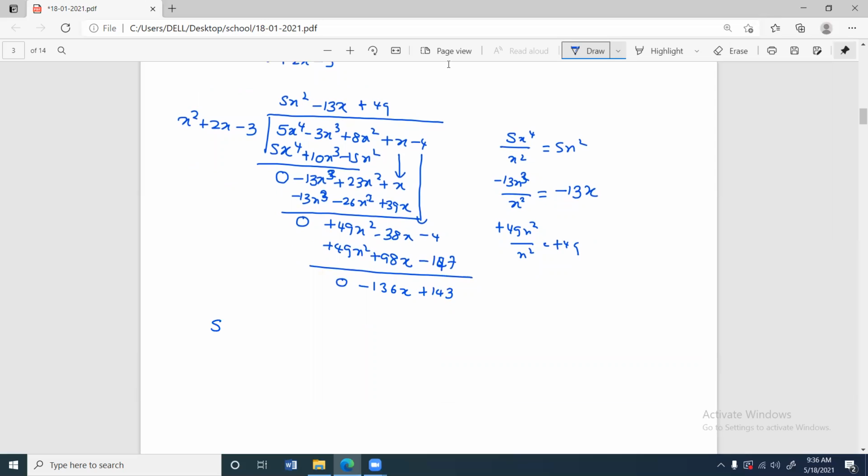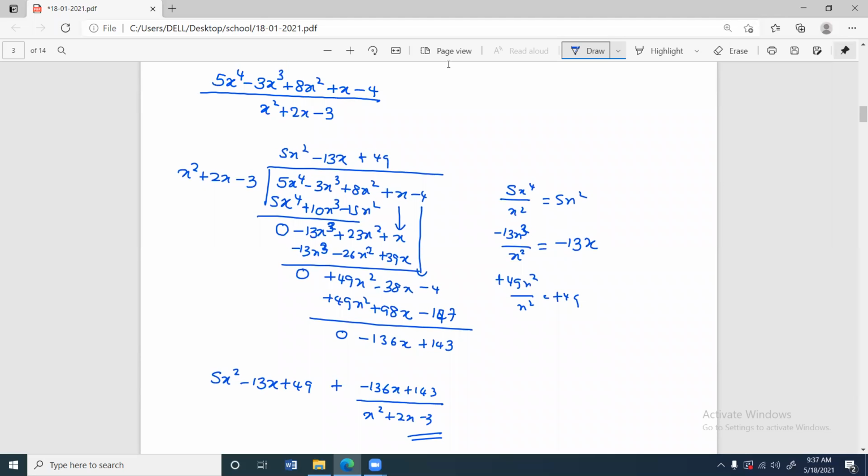The complete answer is 5x squared minus 13x plus 49 plus minus 136x plus 143 divided by x squared plus 2x minus 3. That is your final answer. Right. Okay. That's a way of getting this answer. Just this is a question.